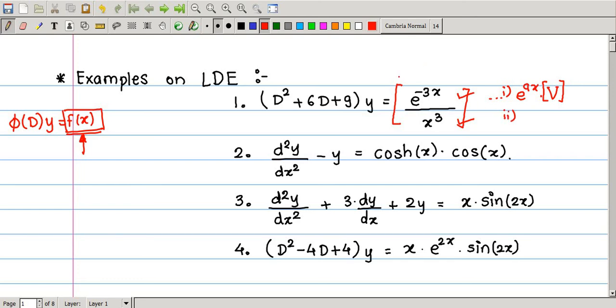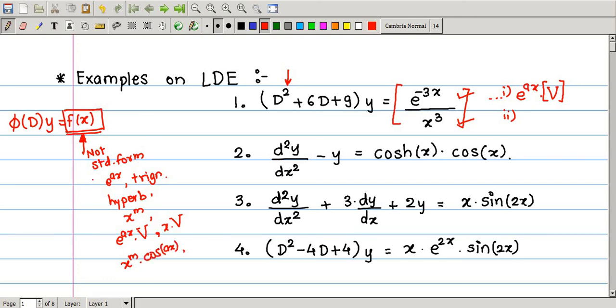Second one is, if you think this is not in standard form, since degree of auxiliary equation is 2, since f of x is not in standard form. So we have standard forms: e raised to ax, trigonometric, sin ax or cos ax, or hyperbolic, or algebraic, or product of two functions in form of e raised to ax into v, or x into v, or x raised to m into cos ax or sin ax. So these are some standard forms.